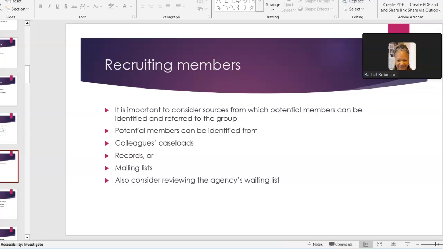So when you're considering sources for potential members in terms of recruiting, it's important to look at different sources that the members can be identified from. There's colleagues' caseloads, there's records, there's mailing lists. Also consider reviewing the agency's waiting list. I come back to this with Nancy's situation because you can't necessarily assume that the 5 women that she's identified are going to just be the ones that she works with. Talk to her about recruiting techniques. It's important.